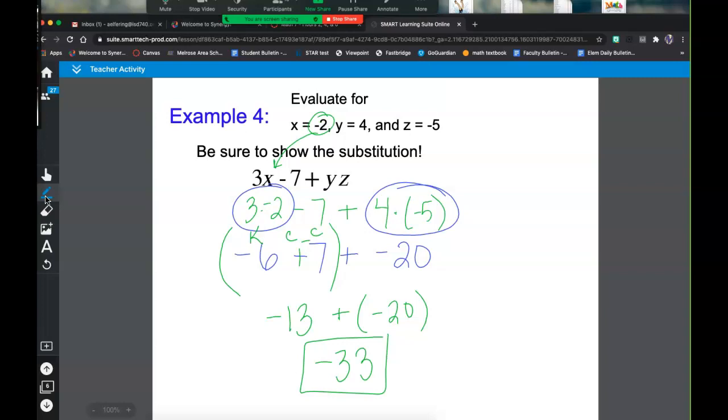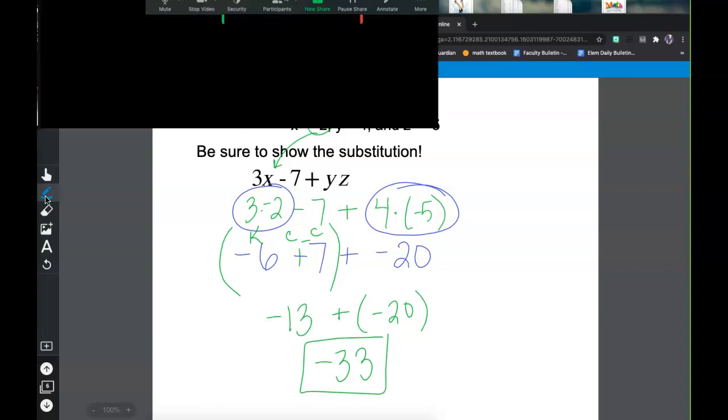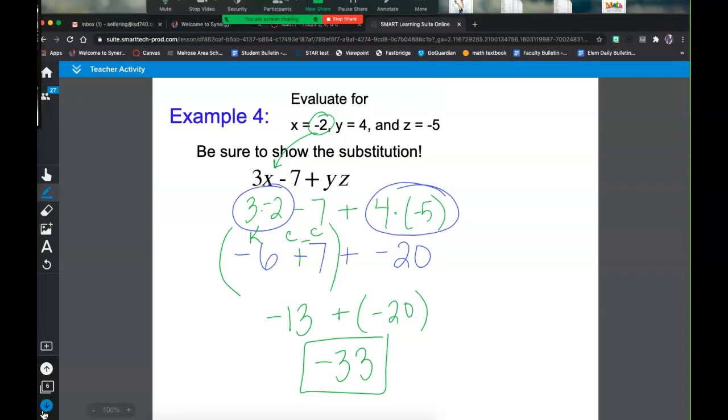That makes sense to everyone? Okay, if you made a mistake, can you see your mistake and figure it out? Hopefully. If you didn't make a mistake, good job. Okay, last one.